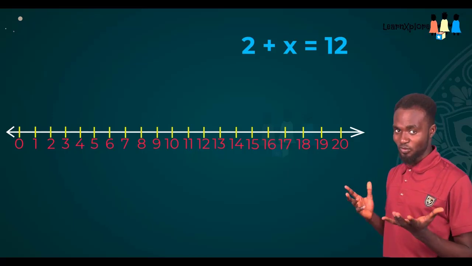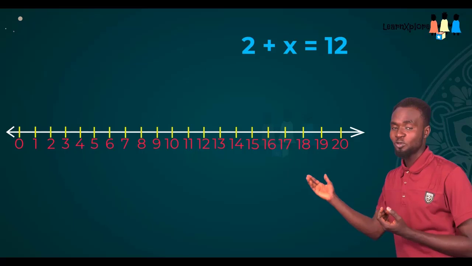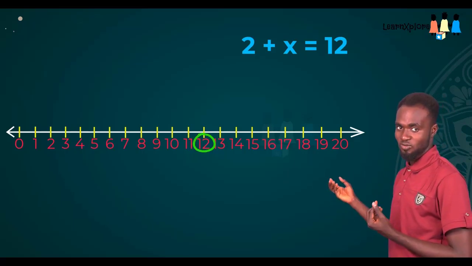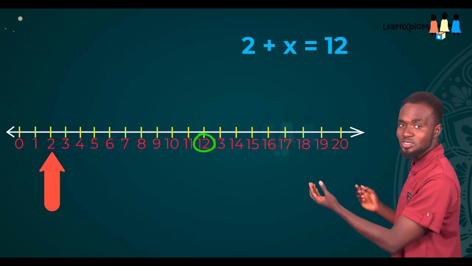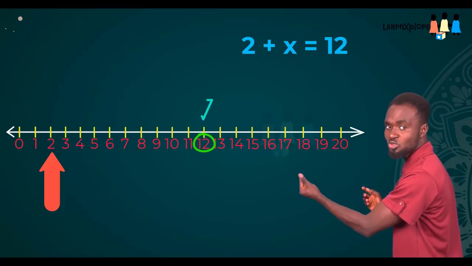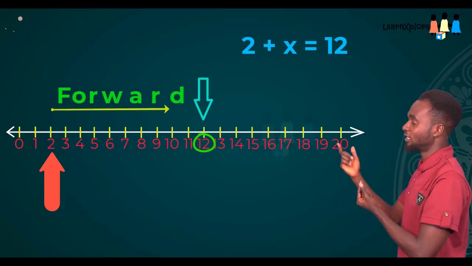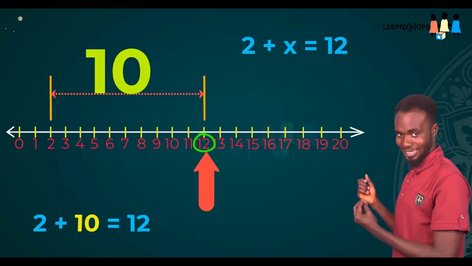For example, one strategy is if you have 2 plus x is equal to 12, you can circle the result, which is 12. Then you go back to the addition sum. You have 2. Now you're asking yourself, how many steps are you taking from 2 to get to 12? So you move forward since it's addition. Now, if you count, you're going to realize it's 10. So the missing number is 10.